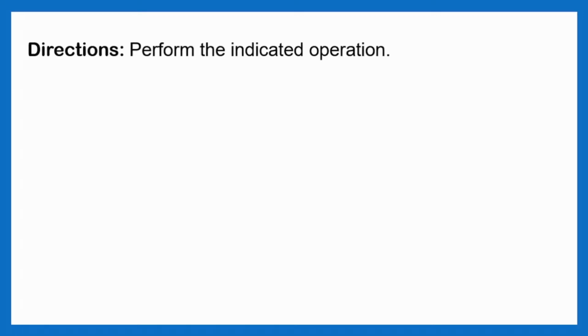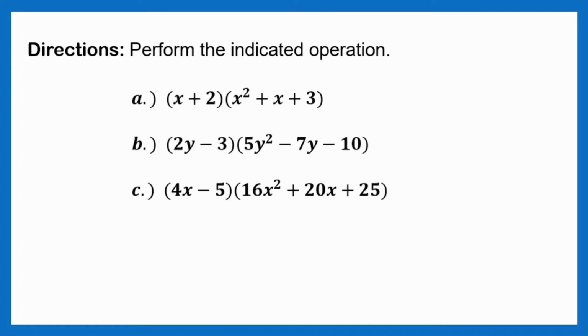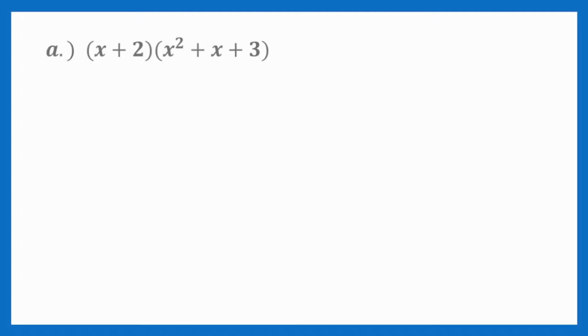Alright. So, let's go directly to our given. So, let's solve or perform the indicated operation of the following. Let's have A, B, and C. Okay. So, let's have letter A muna. X plus 2. So, we have binomial kasi dalawang terms yan, separated by plus. Ito ay trinomial. 1, 2, and 3. Separated by plus. Okay? So, binomial multiplied by trinomial.